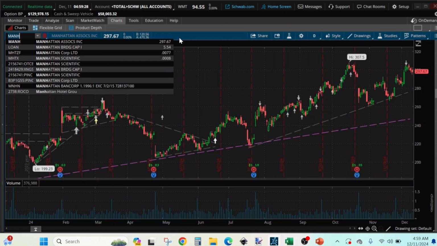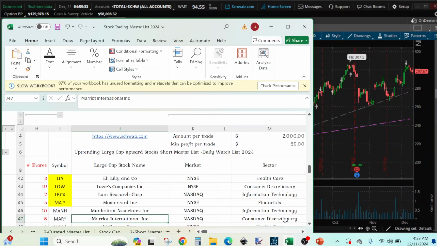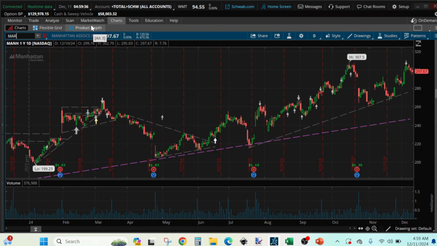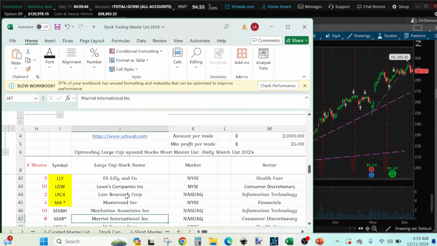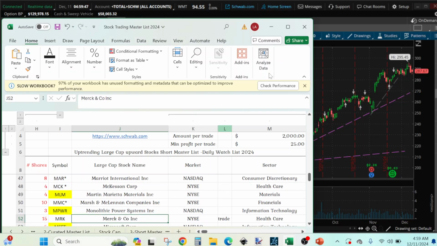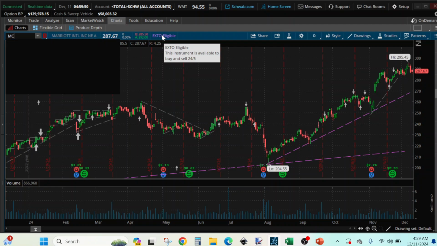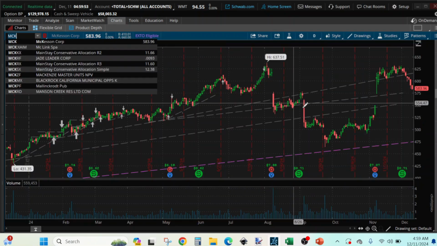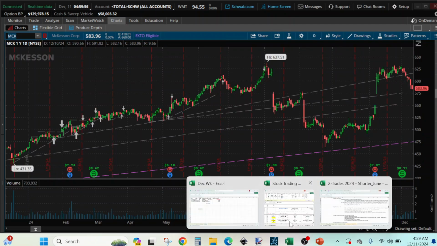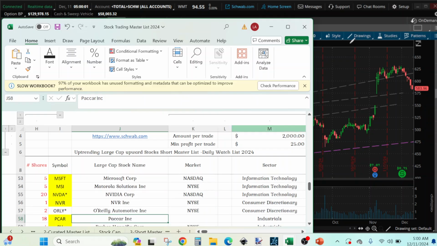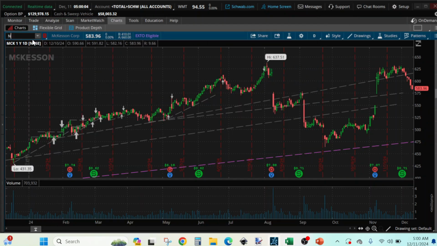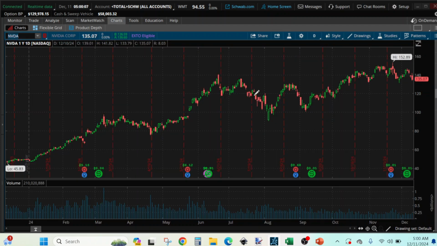MANH. Okay, we are going to wait on it on this line. MAR could be coming close to this line. MCK is far from the purple line that we like to buy it on. MRK is coming off of this list. NVDA, I think NVDA is negative in our account, so let's see what is going on with it.